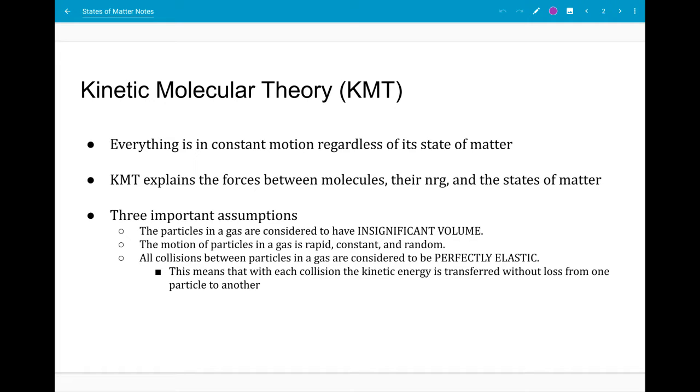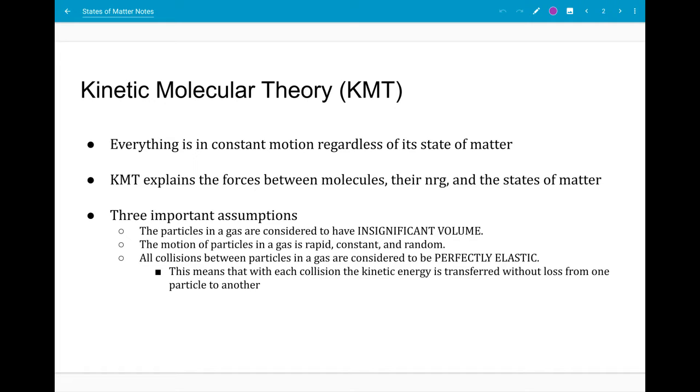So kinetic molecular theory, or KMT, basically has to revolve around motion. So everything is in constant motion regardless of the state of matter. It's just whether or not we can tell. So what it does, it explains the forces between molecules, their energy, and the states of matter. There are three important assumptions.